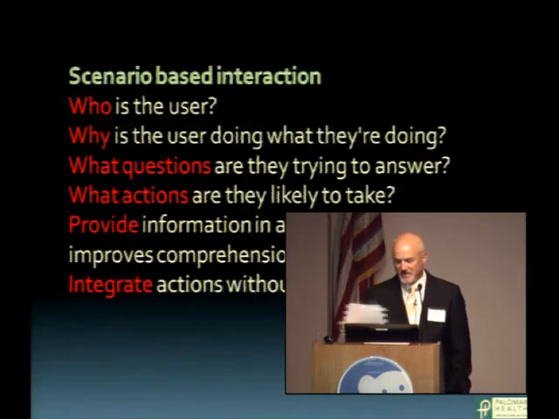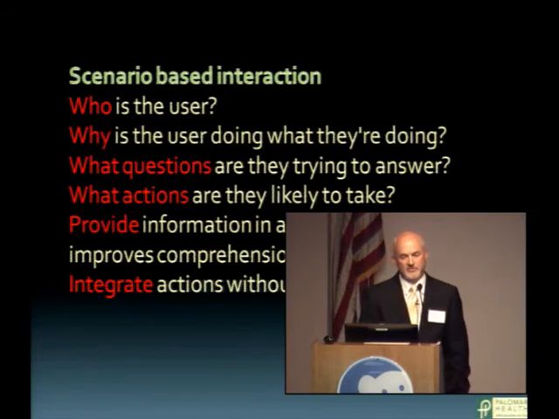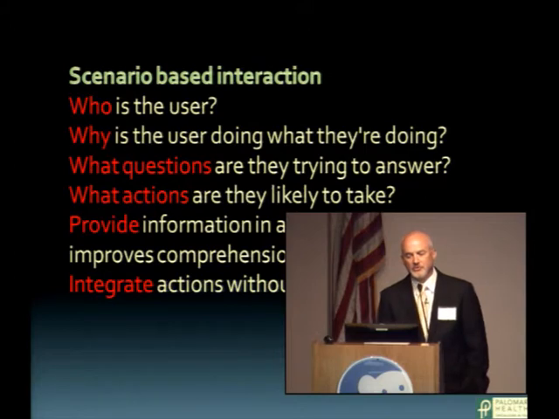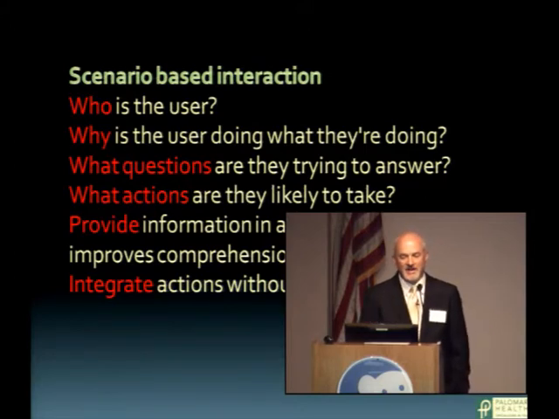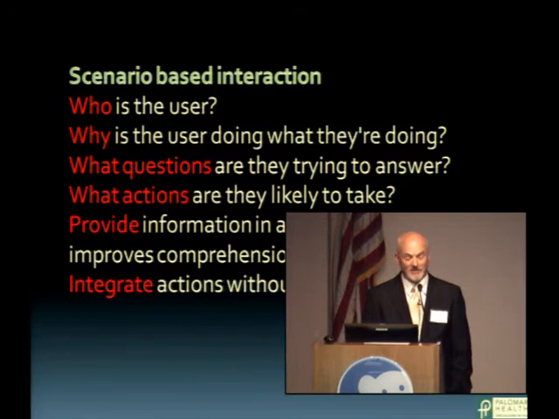In my case, I look at it as what I call scenario-based interaction. When I'm doing design, who is the user? Why is the user doing what they're doing? What questions are they trying to answer? And in response, what actions are they likely to take? Provide that information to them in a manner which improves comprehension, and there's different ways that you can provide information, and then integrate the actions without losing context. A good example would be I'm going to prescribe antibiotics. In context is with the BUN and creatinine and the culture results and the prior antibiotic experience. Out of context is just an order sentence for ordering an antibiotic, right?